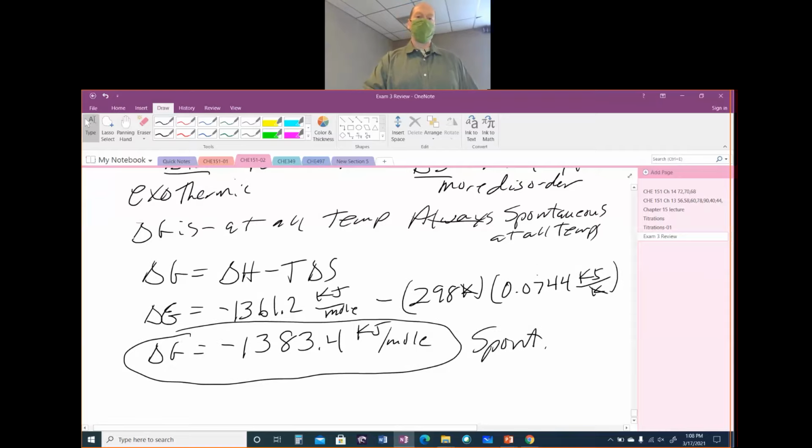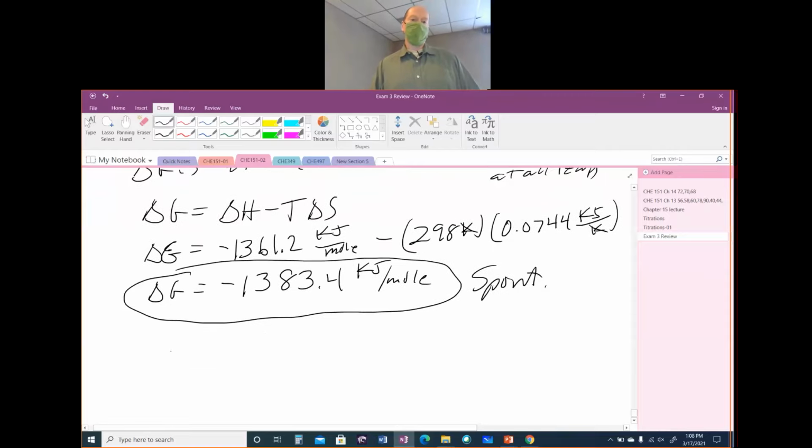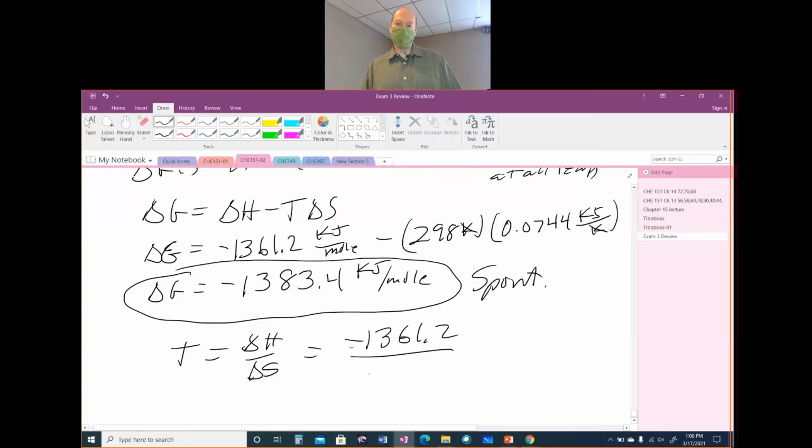Because if you tried to find the temperature, remember that is your delta H divided by your delta S. All right, and if you take your delta H, negative 1361.2, divided by your delta S, 0.0744, this is in kilojoules per mole, this is in kilojoules per mole Kelvin, you will get a negative number, so you don't have to push the buttons.